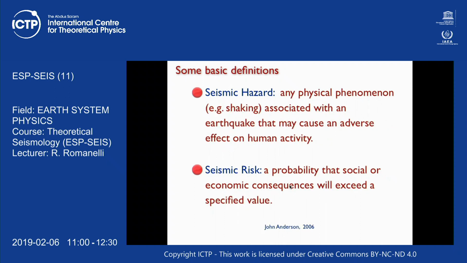Other two definitions here, and this is by John Anderson, that is a sort of a guru of hazard assessment. On the first part, you see again, that's the physical phenomenon that we should try to understand and to assess. And you see that there is the verb may. It may, depending then on the anthropic tissue that is there, how far it is, how vulnerable it is, and so on. But here, it's the computation of a probability of a consequence and its economic cost.